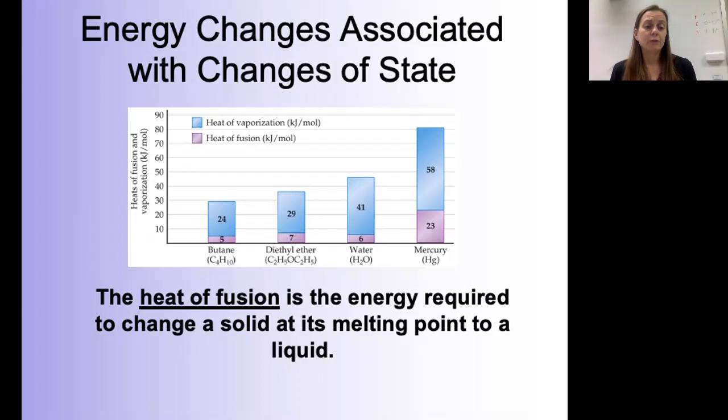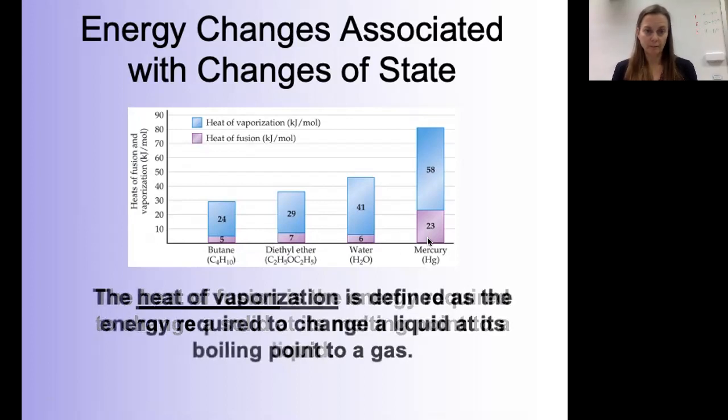So heat of fusion is the energy required to change a solid at its melting point to a liquid. And we can see this is the heat of fusion for these four different substances, butane, diethyl ether, water, and mercury. Heat of vaporization is the energy required to change a liquid at its boiling point to a gas. And you'll notice that these numbers are much, much larger. So heat of vaporization is always larger for the same substance than heat of fusion.